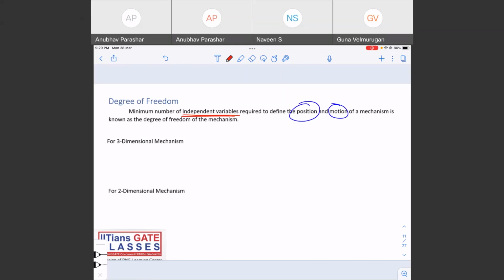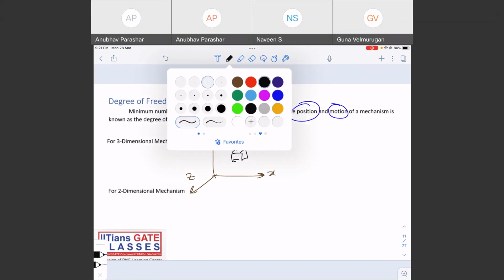What are the different positions? What are the different motions? If you know the motion and position, you can also find out the forces, and you can keep on going like that. Right? So let us first find out. Let us quickly see how many motions are possible for a three-dimensional mechanism. So we have three axes, X, Y, and Z. Let me say we have a cubical object. You can see, right? How many motions are possible?